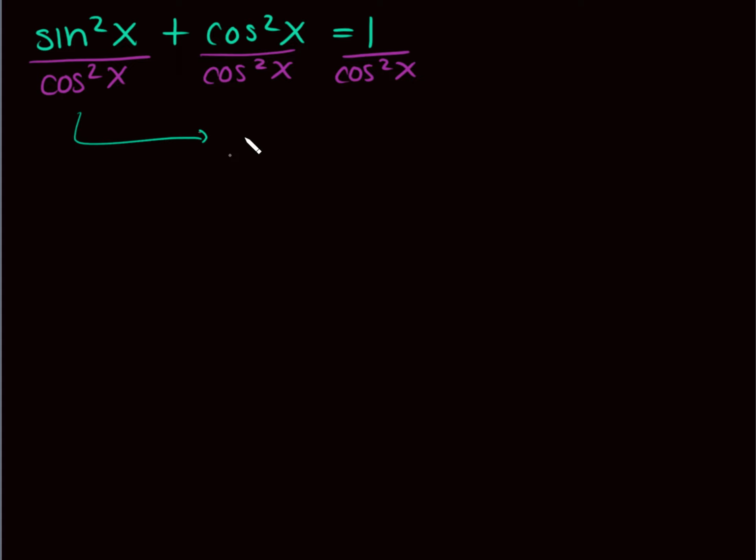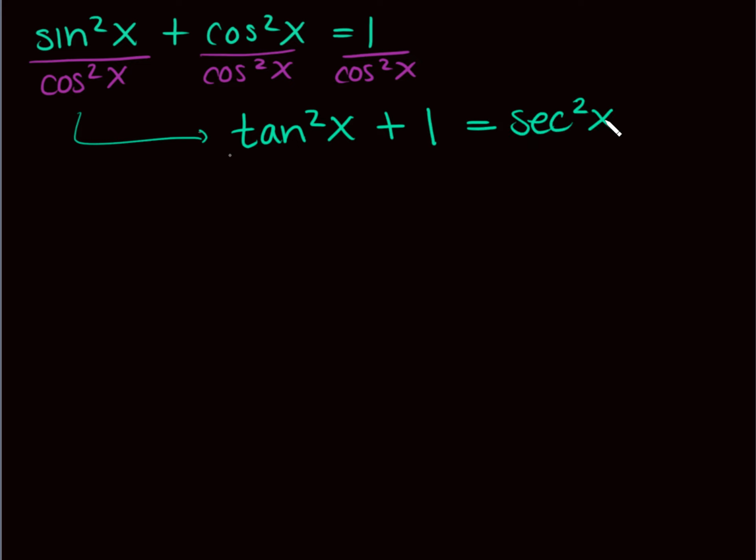So remember, sine over cosine is tangent. So sine squared over cosine squared will be tangent squared. And then what is cosine squared divided by cosine squared? That's 1. And then 1 over cosine is secant. So what is 1 over cosine squared? You got it. That's secant squared.